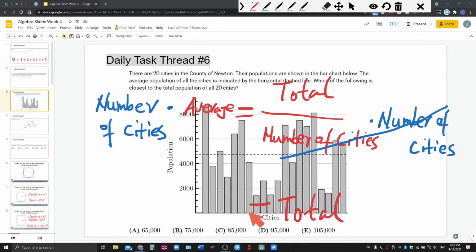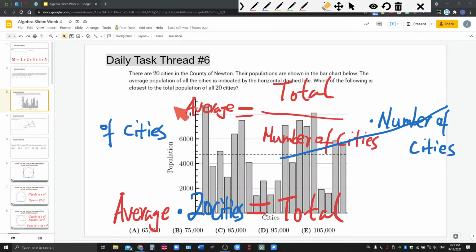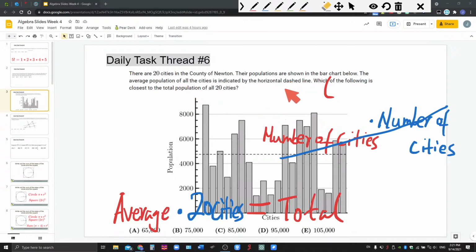And that will be equal to average multiplied by the number of cities, which will be 20 cities. Okay, so this is how we can go from average to the total. Average multiplied by the number of cities will give us the total. All right, so that's the first thing that we have to understand. How do we get average from total, and how do we get total from average?